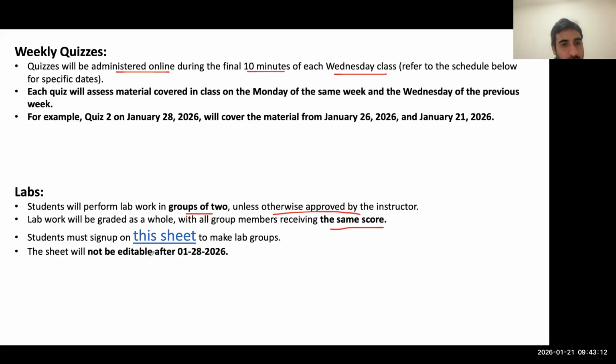Okay, and how are we going to make the groups? For that, I have created an online sheet. You can go there and sign up to make the lab groups. I have given you the link here, and the link to this sheet is also available on the Canvas syllabus page. But this sheet will not be editable after the 28th. So make sure that you go to the sheet and form your groups before the 28th of this month.